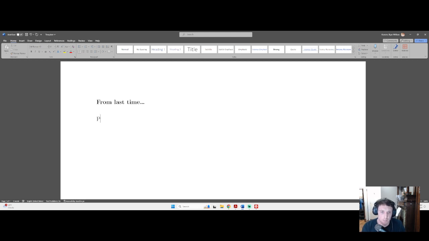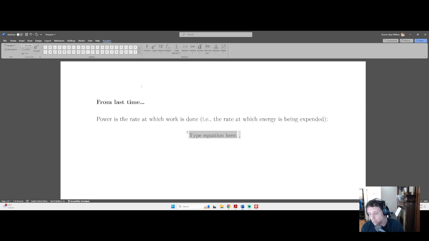Okay, so let me just say that power is the rate at which work is done, or we could also say the rate at which energy is being expended. We could define this to be something like this. We'll use a capital P, and we define this to be just some amount of work over some time interval. And this is pretty much it.